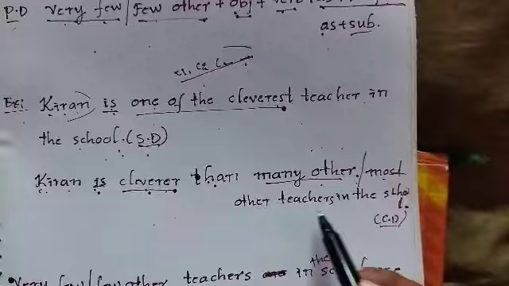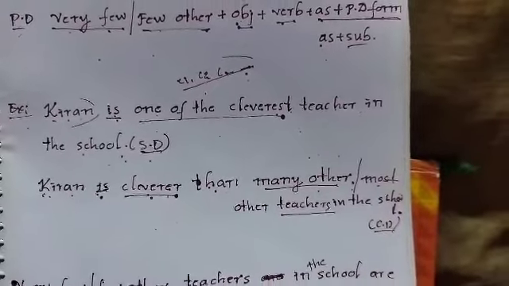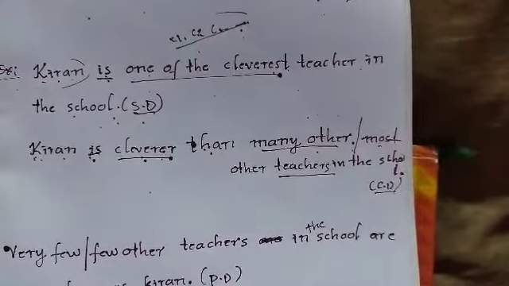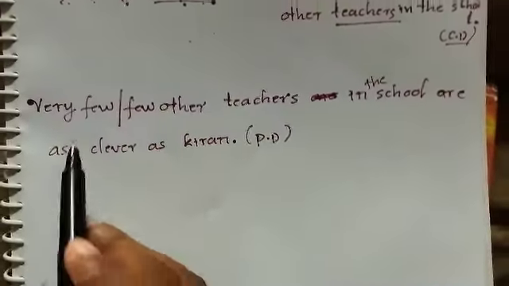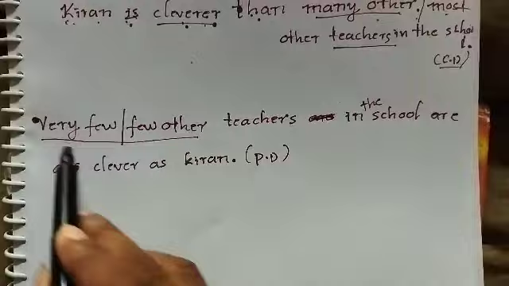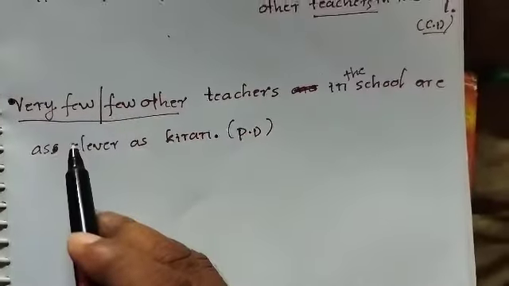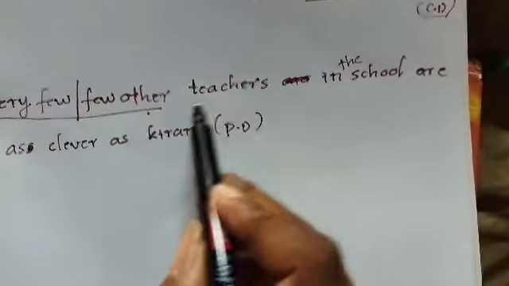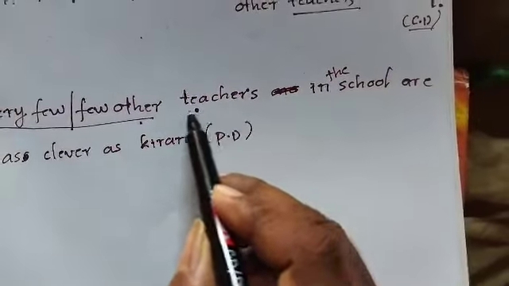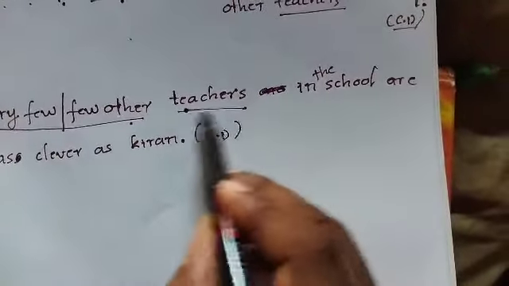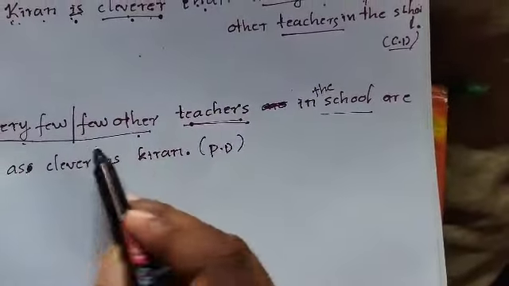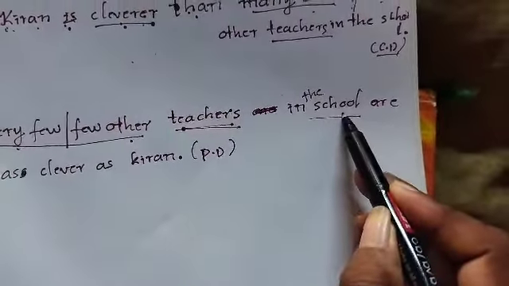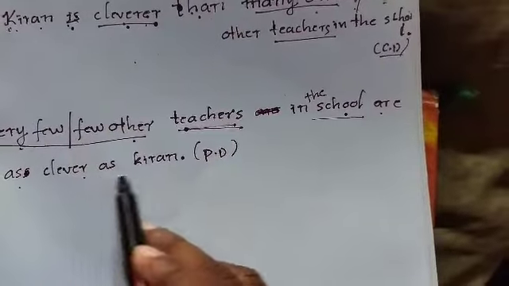Teachers, okay, plural, we have to use plural: many other, most other teachers in the school. Next, the PD form. So, reverse, we have to write in reverse. First we have to write very few or few other. So other teachers is the object. So, where? In the school. So, very few or few other teachers in the school are as clever as Kiran.